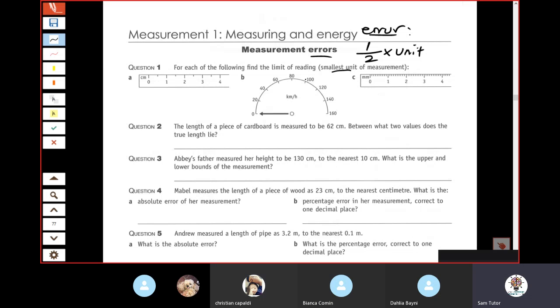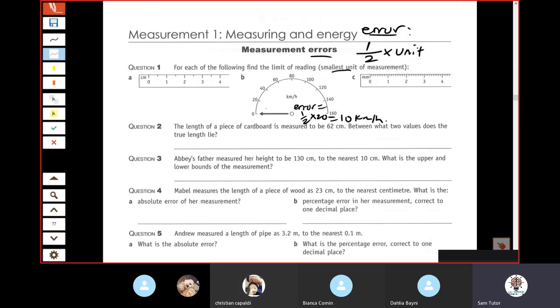This is a nice, easy one to start with. I like it. It's a speedometer, obviously. It's going up by what? 20. So if I was to ever measure this, I can only measure it in increments of 20 kilometers per hour. Okay? So my error would be half of 20, which is 10 kilometers per hour.